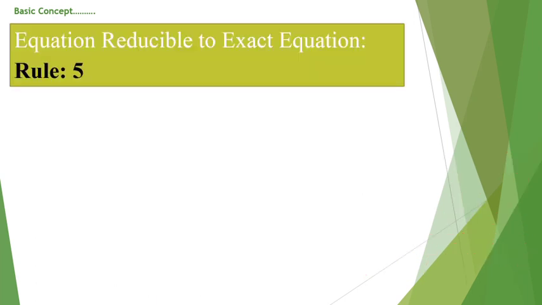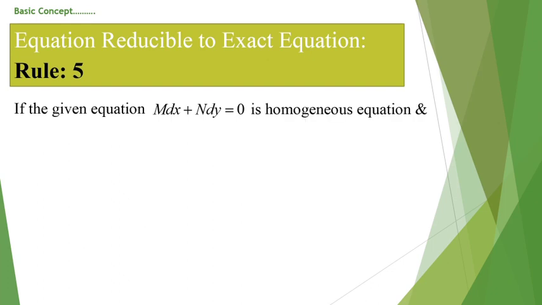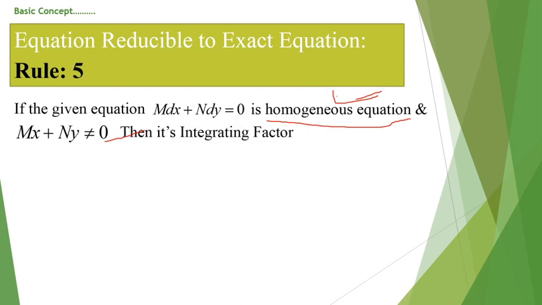Now moving on to rule number 5. If the given equation M dx plus N dy is equal to 0 is homogeneous, what kind of equation? The equation is strictly homogeneous, and the second condition is that Mx plus Ny cannot be equal to 0. Then its integrating factor will be equal to 1 upon Mx plus Ny. Note it.